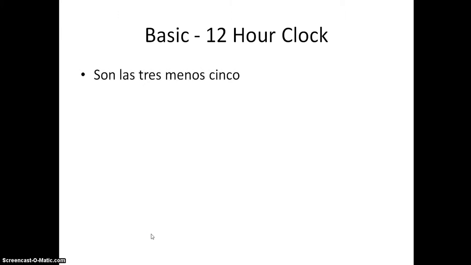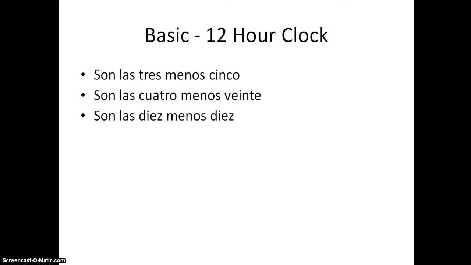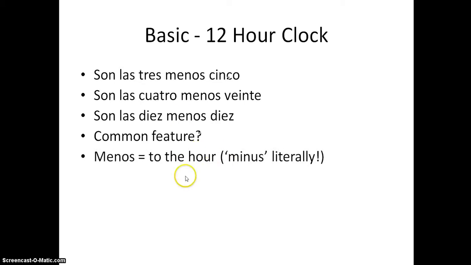Okay, so what about this one then? Son las 3 menos 5, son las 4 menos 20, son las 10 menos 10. What's the common feature here? We've got our son again, but this time instead of e, we've got menos. Now, if you've ever done any maths in Spanish, you know that menos means minus or less so many minutes. So this is literally 3 o'clock minus 5 minutes, so 5 to 3. 4 o'clock minus 20 minutes, 20 to 4. 10 o'clock minus 10 minutes, so 10 to 10. So menos, literally minus, or to the hour.